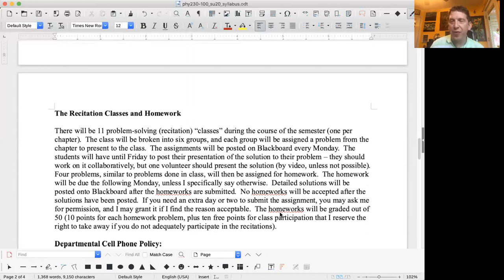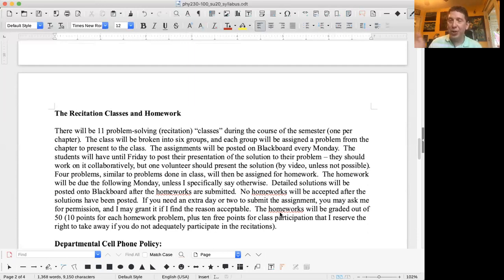For each recitation or for each week, the class will be broken into 6 groups. And so I'll tell you in advance who's in which group. And that'll be part of what I post. And so between Monday and Friday, you're going to get together in some format, whether it's strictly by email, whether you want to set up a Zoom meeting or whatever. You're going to get together with your classmates and discuss the solution to the problem. And on Friday, one of you is going to post a solution to that problem.